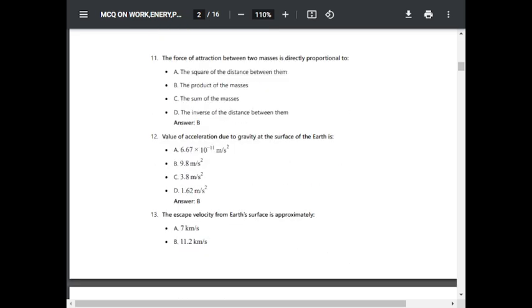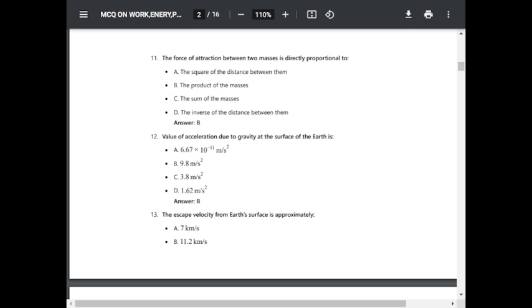The force of attraction between two masses is directly proportional to: option A, square of the distance between them; option B, product of their masses; option C, sum of the masses; option D, inverse of the distance between them. The correct answer is B, product of the masses. The force of attraction between two masses is given by the product of their masses. Option B is correct.